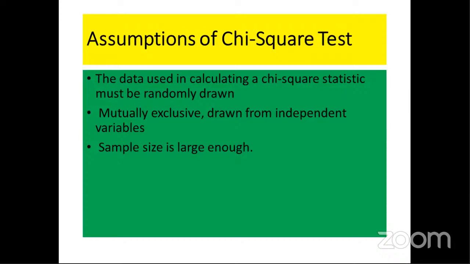Again, all statistical tests are used when you have drawn your data from samples, but it should be a scientific sampling design, or what we call a probability sampling design. And then the data should be mutually exclusive, drawn from independent variables, and the sample size should be large enough. So there should be a sufficient sample. These are the 3 assumptions that you should satisfy so that we can use the chi-square test.